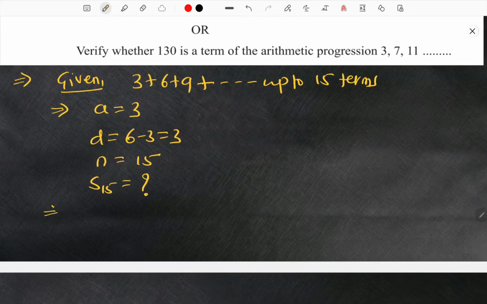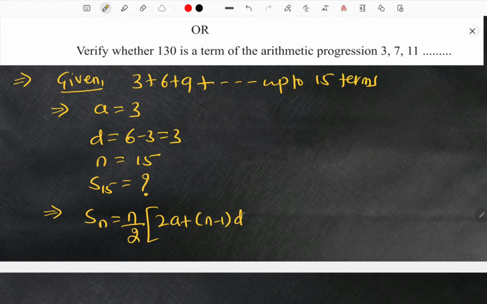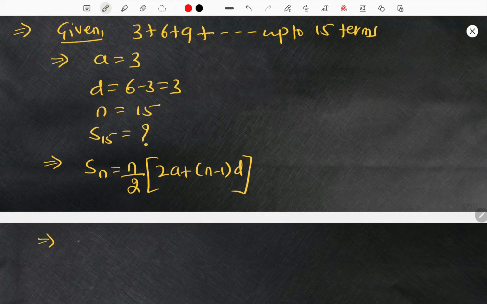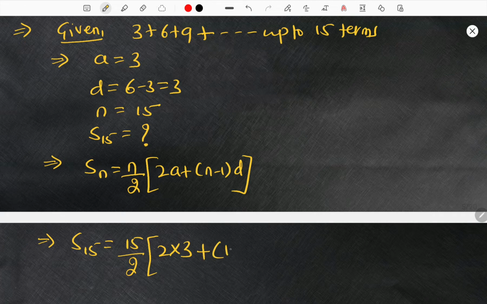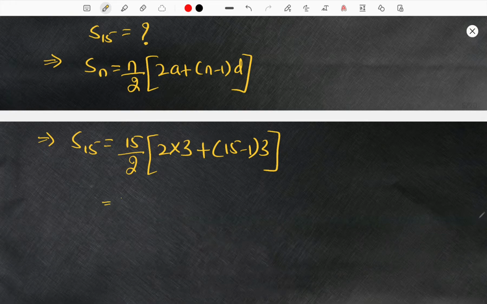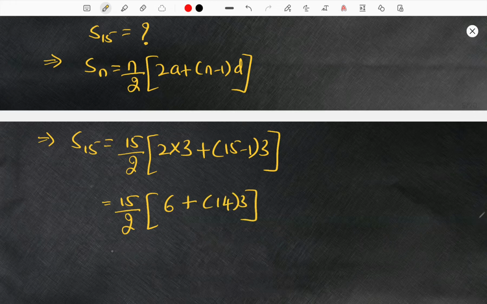All right, so we have a formula for Sn, right? So Sn is equal to n by 2 bracket 2a plus n minus 1 into d. So this is the formula. Now S15 becomes 15 divided by 2 bracket 2 into a, which is 3, plus n minus 1, that is 15 minus 1, into d, which is 3. So we'll have 15 by 2 bracket 2 into 3 is 6 plus 15 minus 1 is 14, 14 into 3 bracket closed.